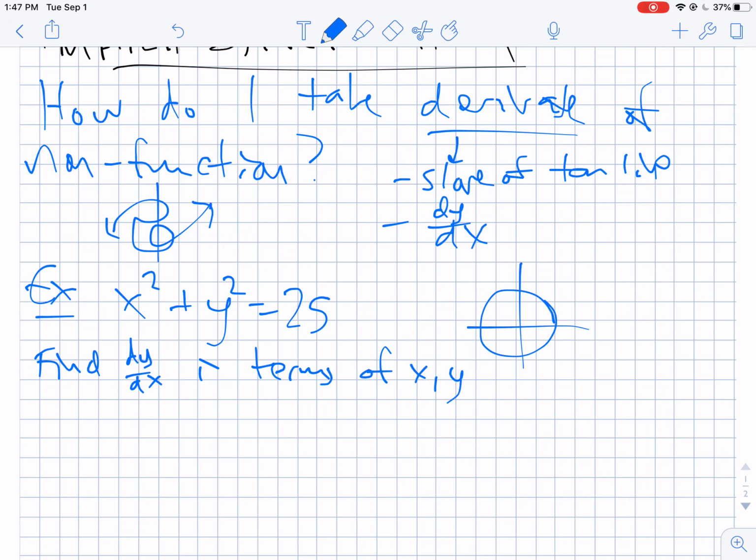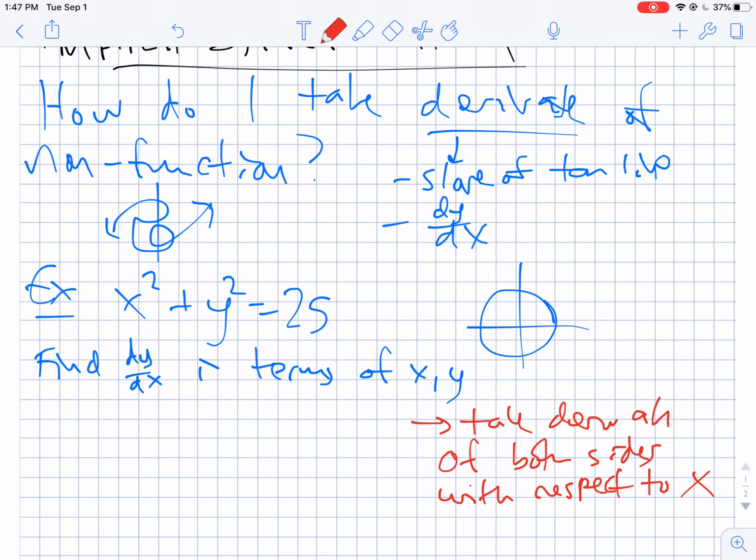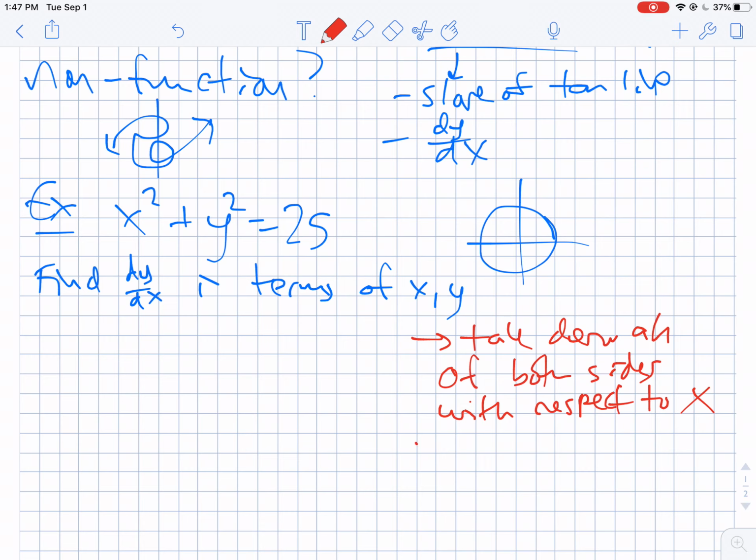Okay, so here's how we're going to do this. Basically, the process is we're going to take the derivative of both sides with respect to x. And then by the chain rule, when you take the derivative of y, you need to multiply by a dy dx. So when you take the derivative of y, because of the chain rule, you multiply by dy dx. Okay, so let's go ahead and just do this.